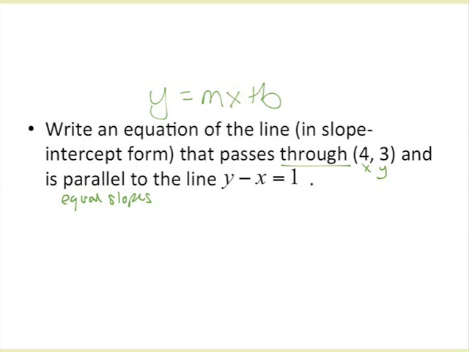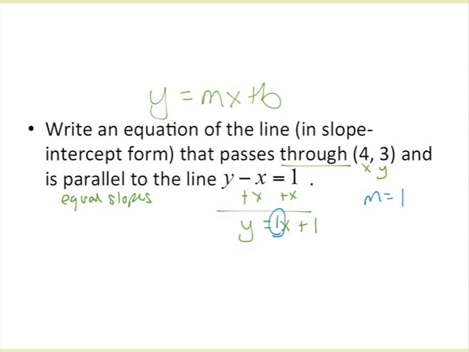Well, it's kind of hard to tell while it's in this format, so we need to get it into y equals mx plus b so we can see what the m is. How do I get y alone? Just add x to both sides. So that gives me y equals x plus 1. So now what is the slope in that equation? 1. So that's the slope I'm going to use because parallel means equal slopes.